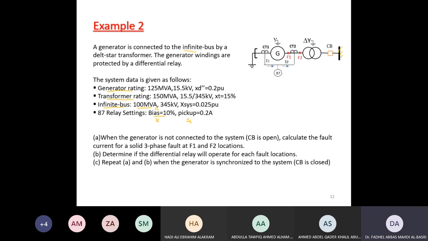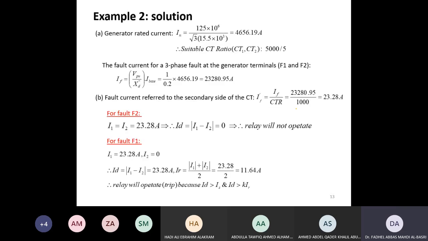When the generator is not connected to the system, with the circuit breaker open, calculate the fault current for a solid three-phase fault at F1 and F2. So I will define the fault currents here. Determine if the differential relay will operate for each of these fault locations. Then repeat A and B when the generator is synchronized to the system, when this breaker is closed.